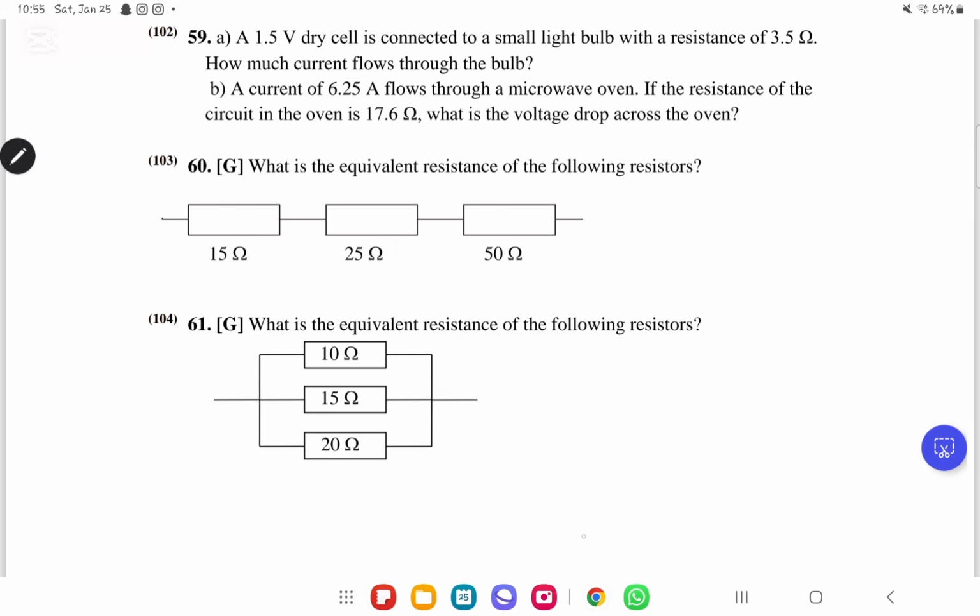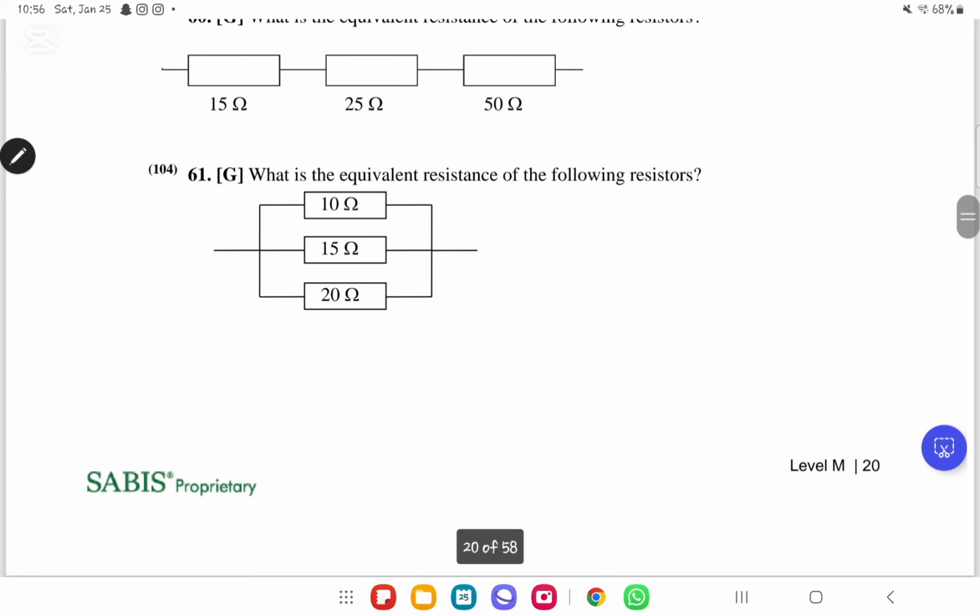Moving on to question number 60. What's the equivalent resistance of the following resistors? Since they are in series, you just add them. So 15 plus 25 plus 50, you will get an answer of 90. Sorry for the bad handwriting. Okay, so moving on to the next one.